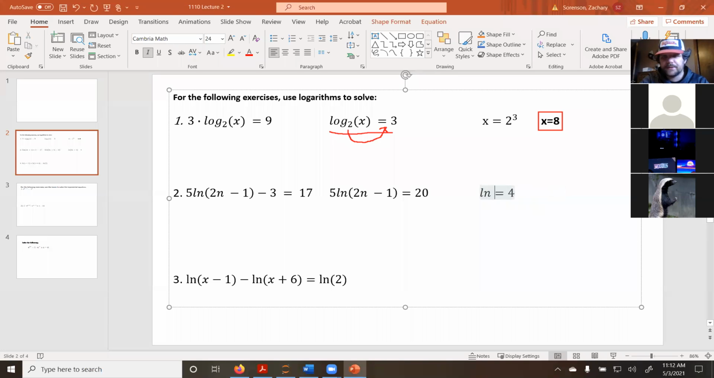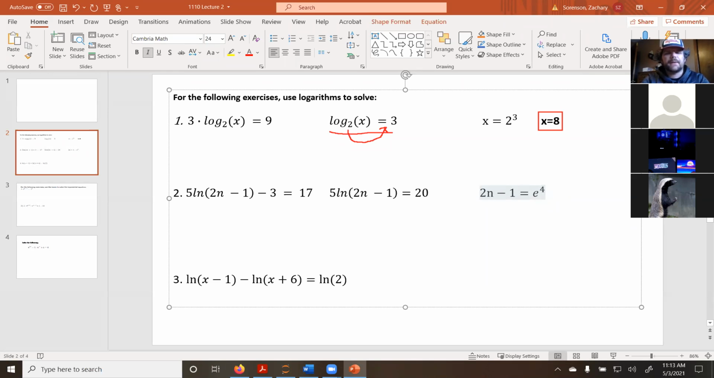it's going to delete the whole thing. I'll be left with 2n minus 1, whatever is inside my log. It's not going to change because that's the idea. I'm undoing this. And then I will have e to the 4th.